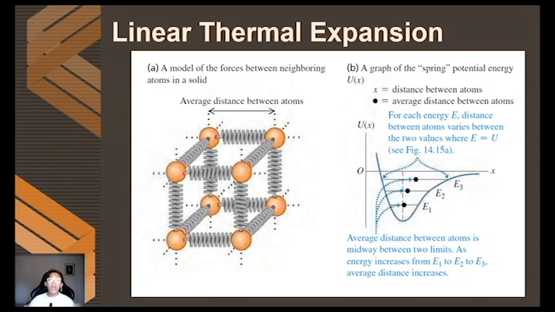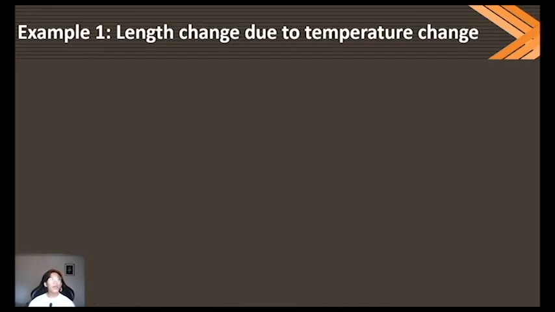Now, take note that the direct proportionality expressed in the equation for linear thermal expansion is not exact. It is approximately correct only for sufficiently small temperature changes. So if the temperature change is too large, this equation might not be applicable anymore. For the average values of the coefficient of thermal expansion for different materials, always refer to the table that I presented earlier. So let's proceed to example number one.